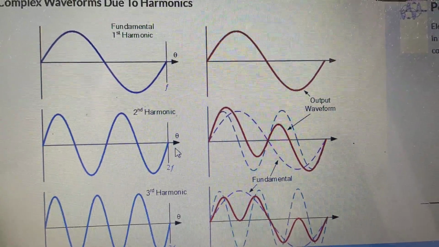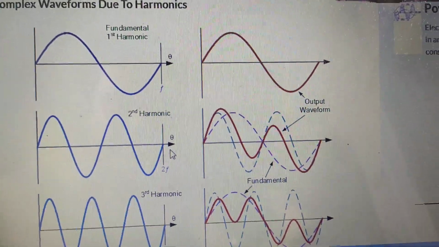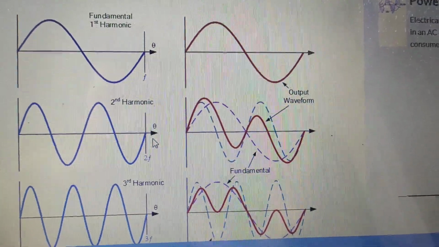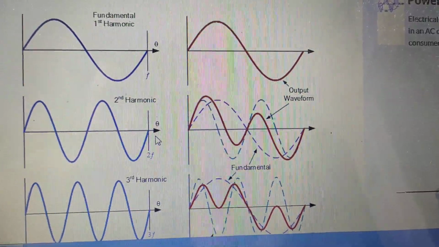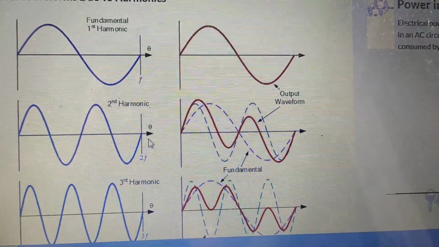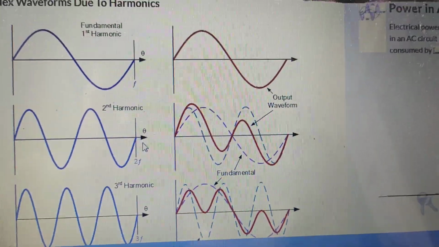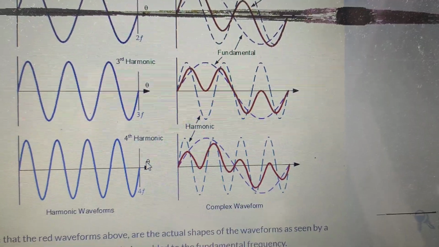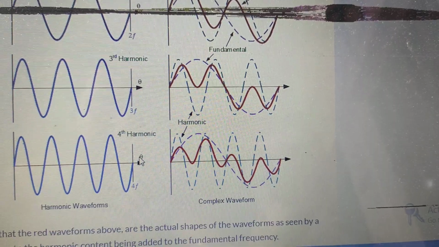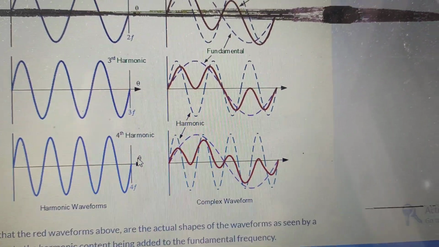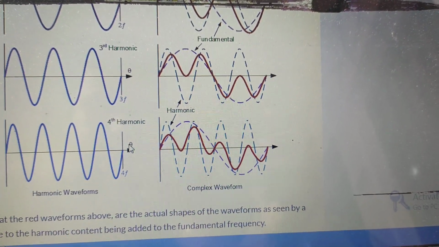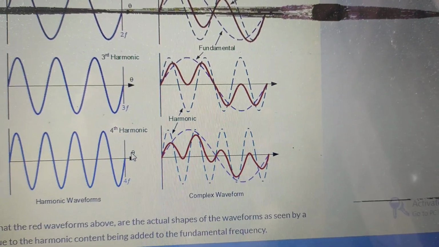This is the first harmonic in the blue colored line and the red color is the output waveform. In the second harmonic case, this is the fundamental. In the output, the fundamental and the second harmonic are also present. So the red line is the resultant waveform. In the case of the third harmonic, the blue line is the third harmonic imposition, and that is the resultant waveform distortion. In the fourth harmonic case, the fundamental and the fourth harmonic are present, and the resultant red line is the resultant complex waveform.